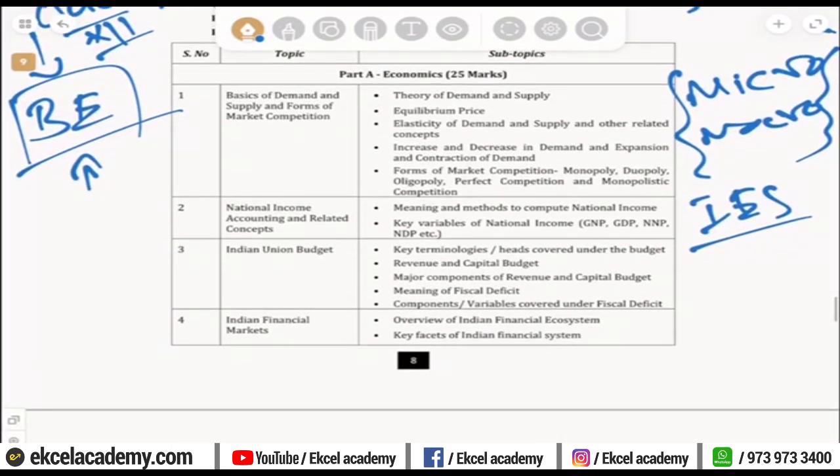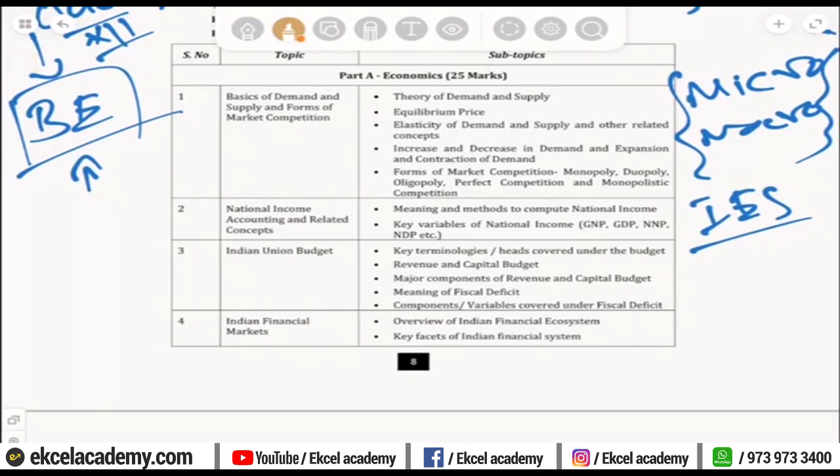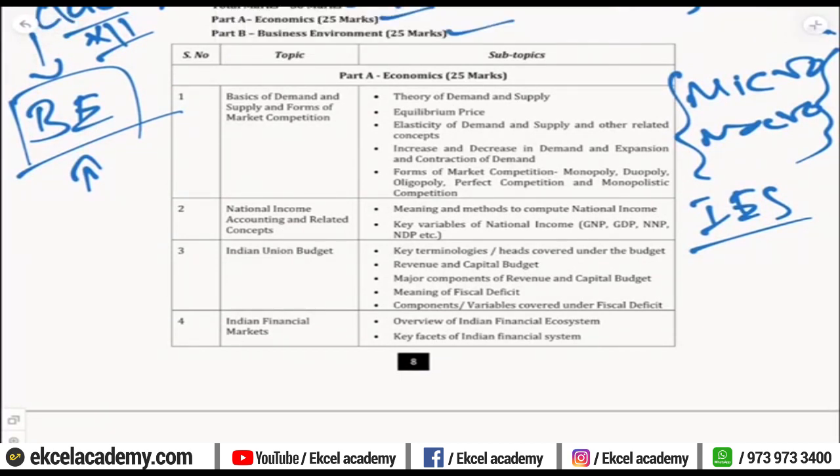Now let us start with the chapters. The first chapter that we have is basics of demand, supply and forms of market competition. So this is the microeconomics part. And here we study the theory of demand and supply and the equilibrium, followed by the elasticity of demand and supply, which is very, very interesting. And we will get to know a lot of things about the nature of demand and supply.